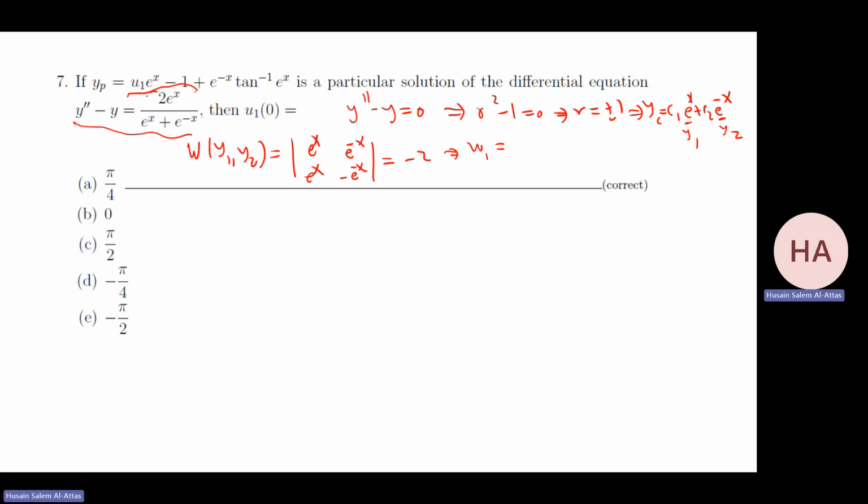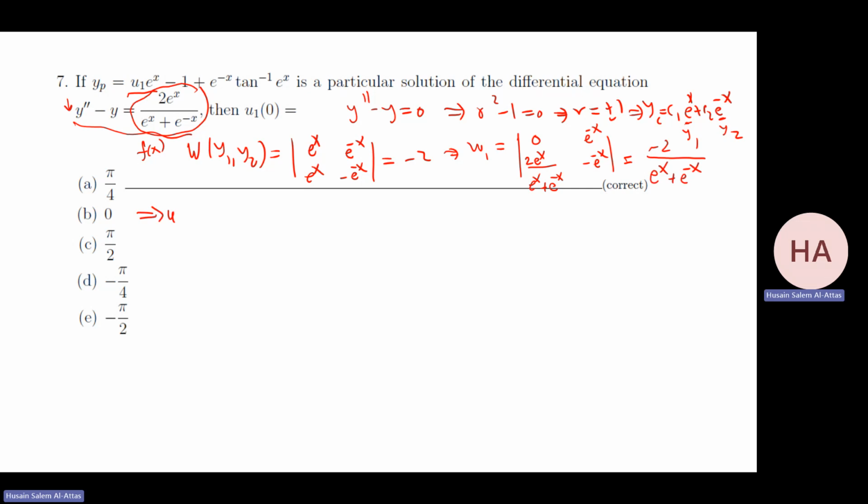The coefficient of my double prime is 1. W1 will be what? 0, f of x, and this is e^(-x). If we do the product, 0 minus 2, it will be minus 2 over, e^x is e^(-x).